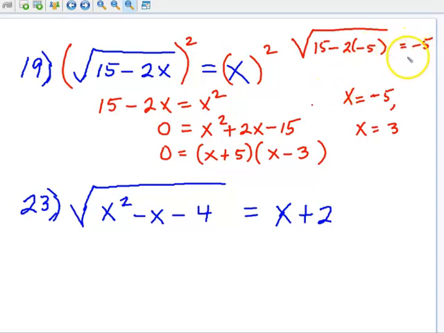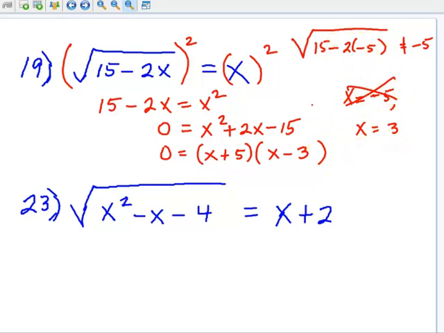Well, we already looked at earlier that the square root of a number cannot be negative, and that we could go ahead and prove it. This is going to be 15 plus 10, which is 25. The square root of 25 is not negative 5, it's positive 5. So negative 5 isn't a legitimate solution. It's called an extraneous solution.